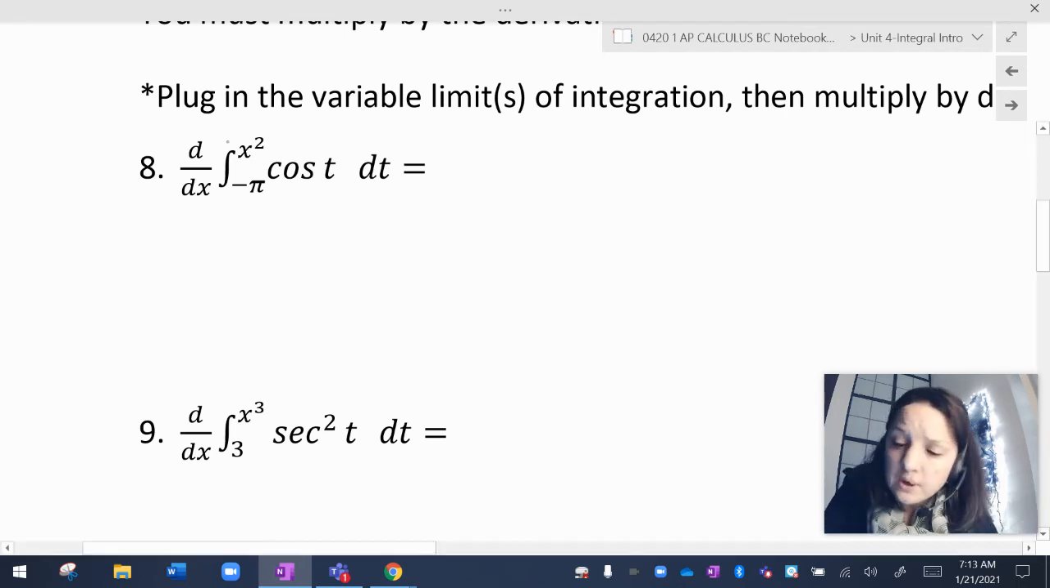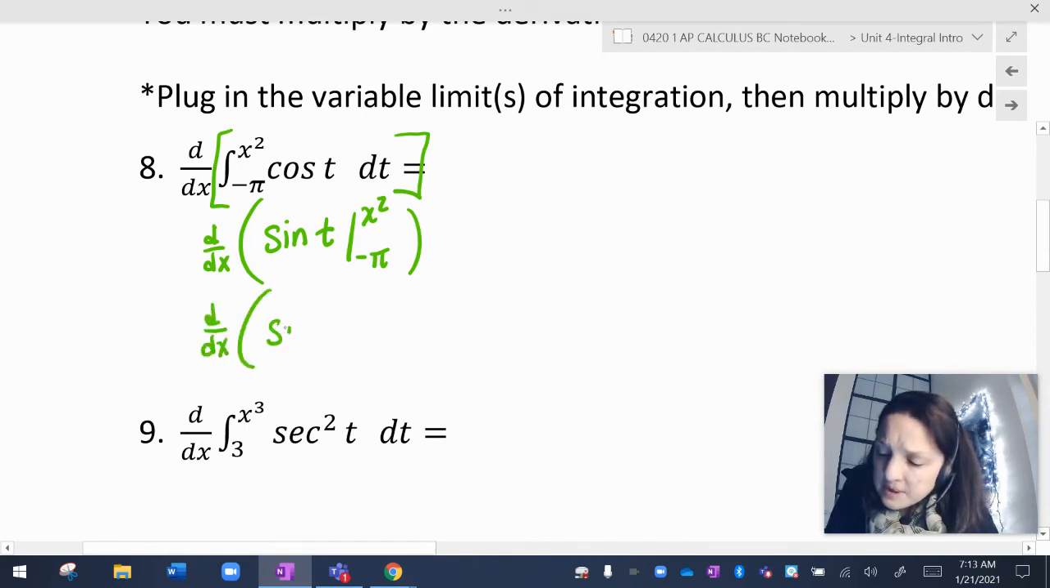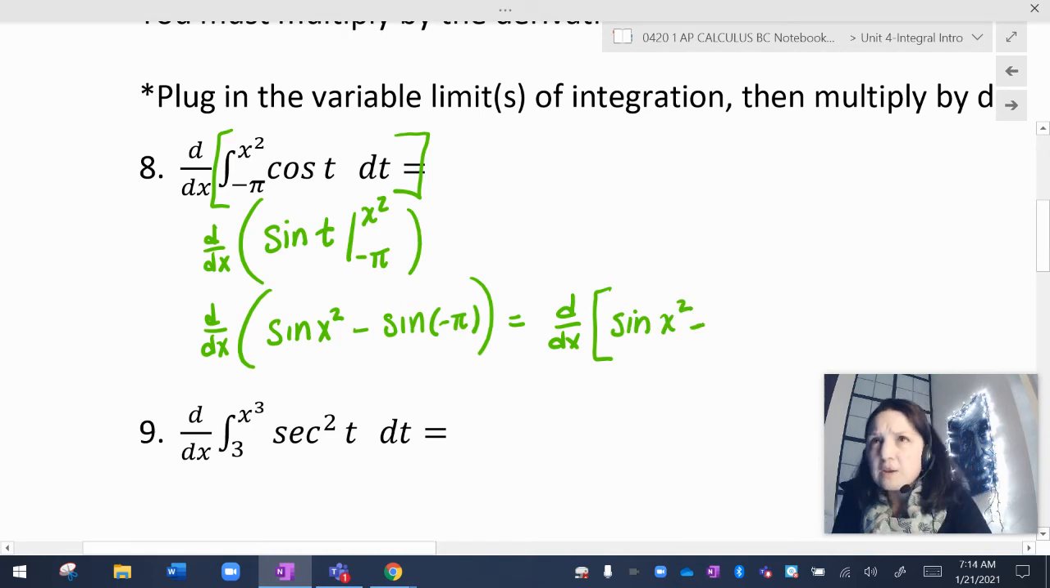Whose derivative equals cosine? That's going to be sine is the antiderivative of cosine. And I'm evaluating that from negative pi to x squared. And then I'm going to take that and differentiate it. So that's going to be d dx of sine of x squared minus sine of negative pi. And that's going to be d dx of sine of x squared, and the sine of pi is 0.